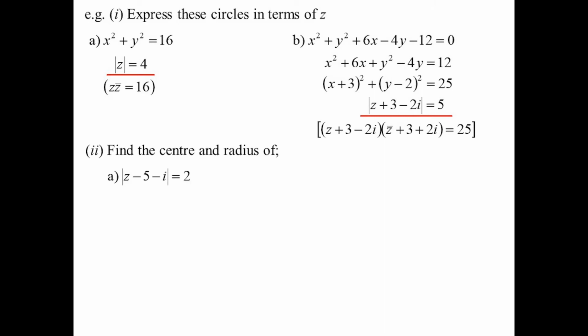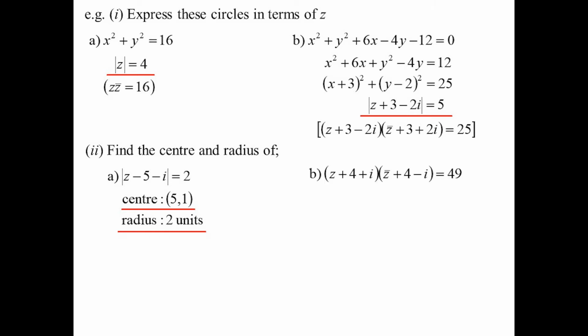So what's the centre and the radius of this one? So if we think of it, okay, we're saying it's a vector. Whenever I join my point up to, well, it would be 5 plus i I would be joining it up to. The length will be 2. So the centre is 5 plus i, or if I put it as a coordinate, 5, 1. And the radius is 2.